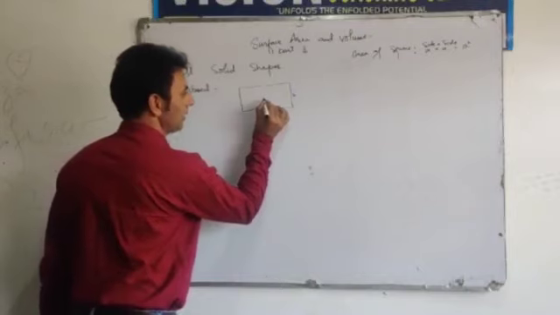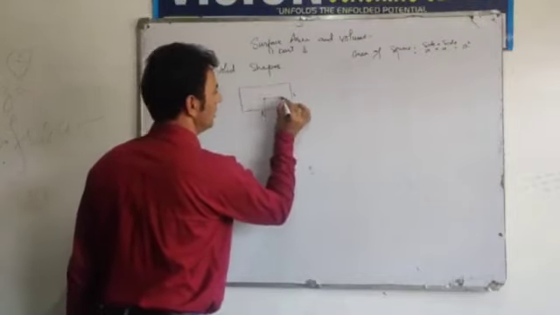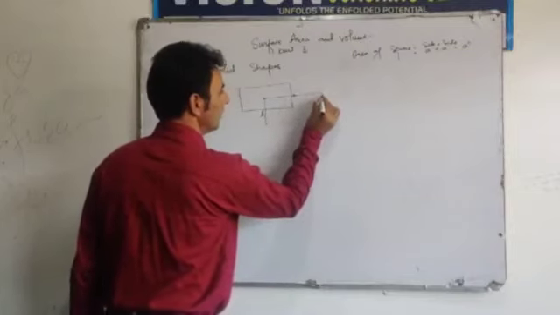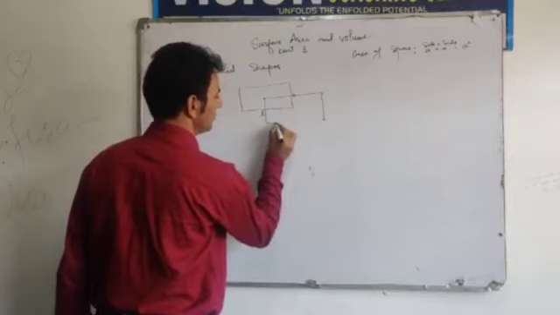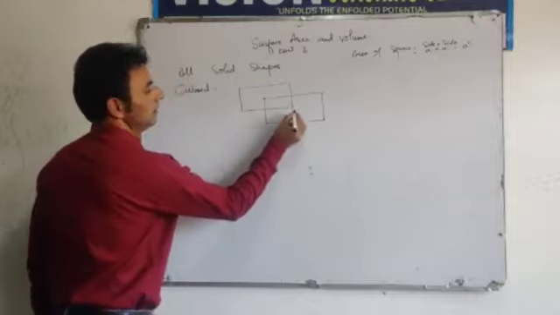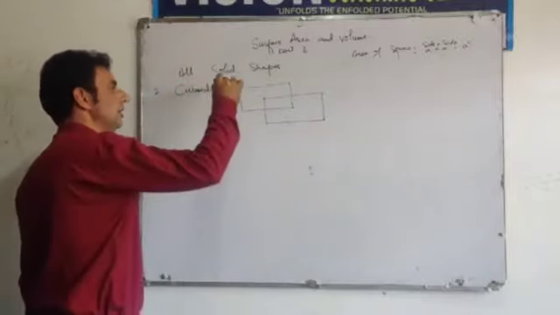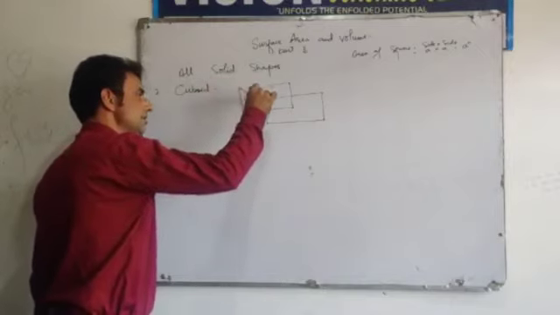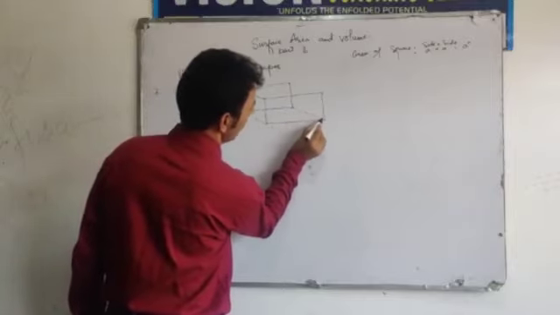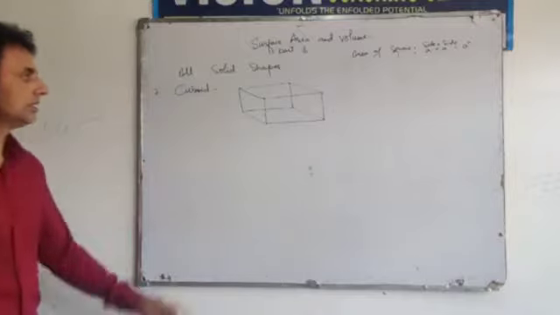From the center of this rectangle, you have to draw one more rectangle of the same size, and that rectangle is the second one. Then you have to join its corresponding vertices. After joining the corresponding vertices, the solid shape that you will get is called a cuboid. This is a cuboid.